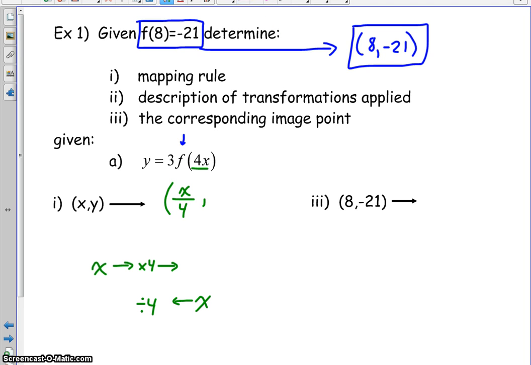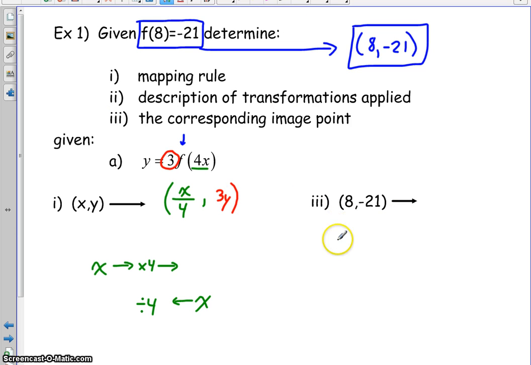Okay. For y, what's happening outside? Just this multiplication by 3 here. There's no q in this case, so it's just going to be 3y. Okay, so the mapping rule is not too bad in this case. There's a couple transformations happening. It says to describe the transformation. Since I'm here, I'm just going to do the image point right now.